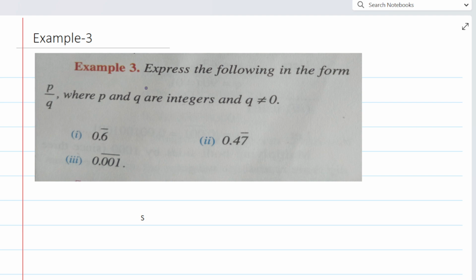What is the question? Express the following in the form of p by q where p and q are integers and q is not equal to 0. Okay, so there are three questions. We'll do all these three questions. What we have to do, some question is given. See, number 1, solution.